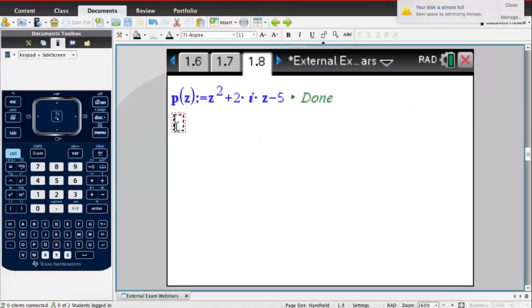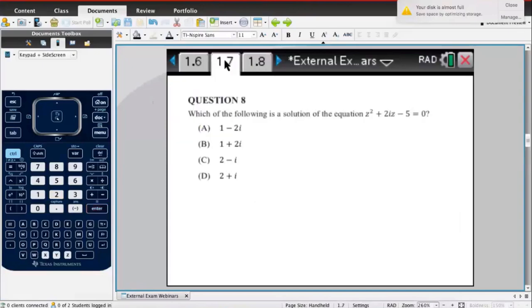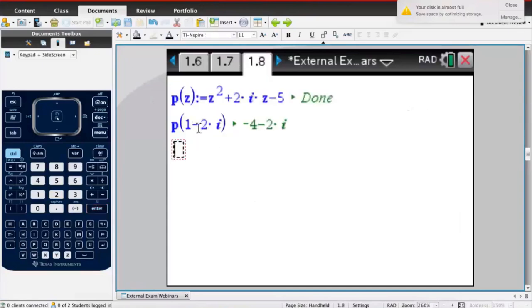We can now put those answers in, and with the math box, you can quickly edit them. So the first alternative is 1 minus 2i, and we hit enter, and we're looking for 0, because if that is a factor, that will equal 0, but it doesn't. So what you can do now, if you look at the previous answer, it was 1 plus 2i for answer B, so we can just edit that and change that to a plus.